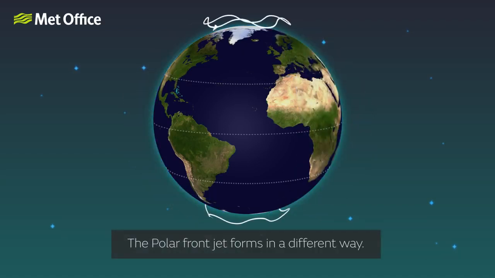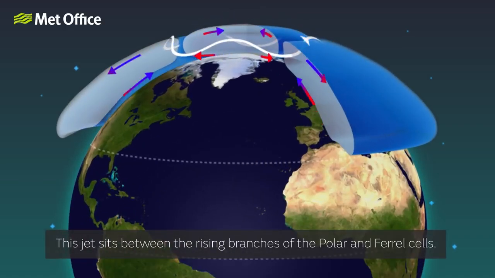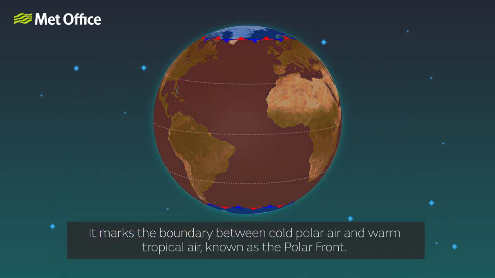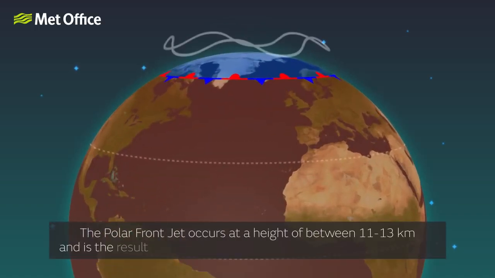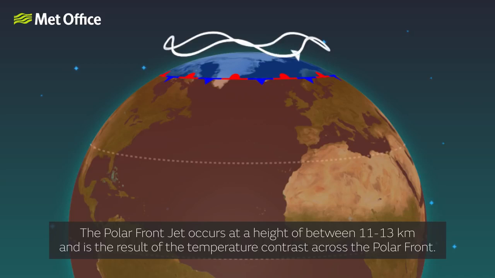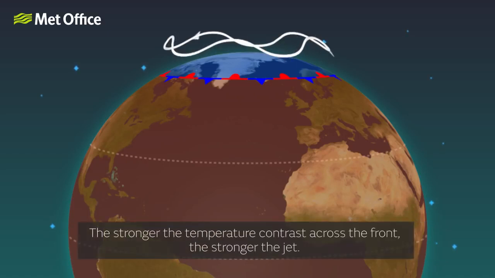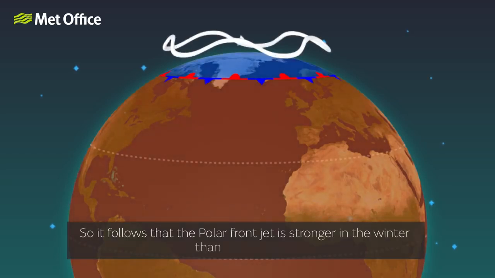The polar front jet forms in a different way. This jet sits between the rising branches of the polar and Ferrel cells. It marks the boundary between cold polar air and warm tropical air, known as the polar front. The polar front jet occurs at a height of 11 to 13 kilometres and is primarily the result of the temperature contrast across the polar front. The stronger the temperature contrast across the front, the stronger the jet. So it follows that the polar front jet is stronger in the winter than the summer.